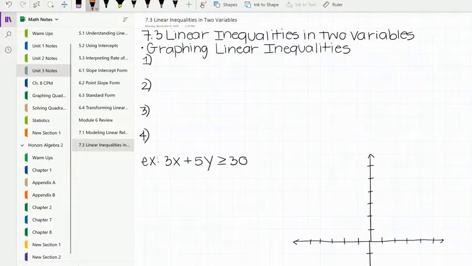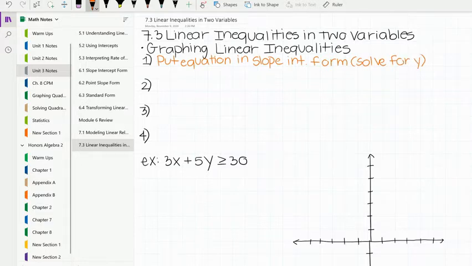So the first thing that you have to do, step one, is to put the equation in slope-intercept form. And you don't have to do that. You could graph it from standard form, but most of us seem to feel comfortable in slope-intercept form. So remember, to do that, you want to basically isolate y.